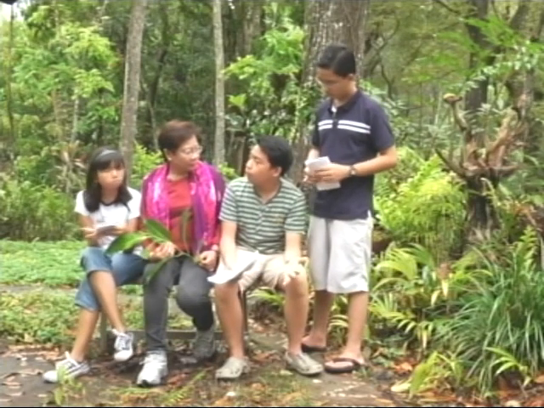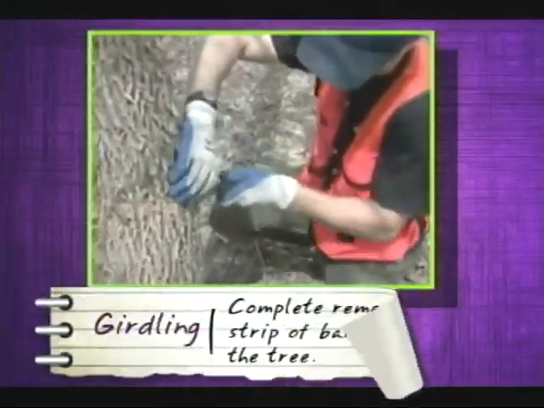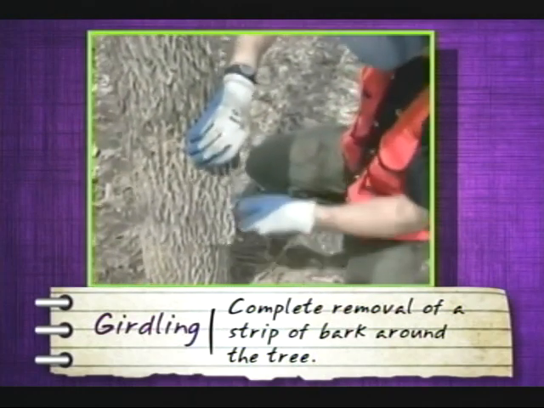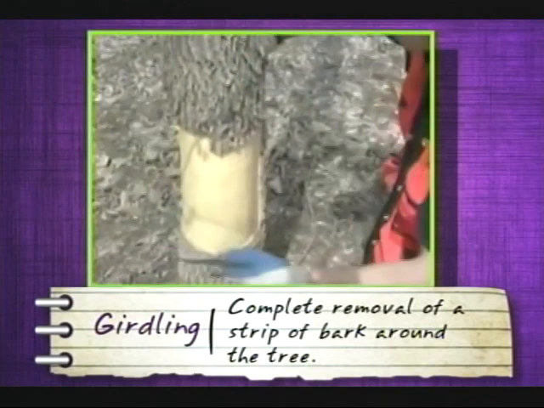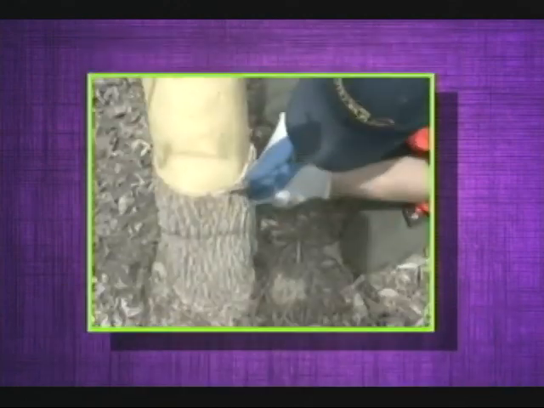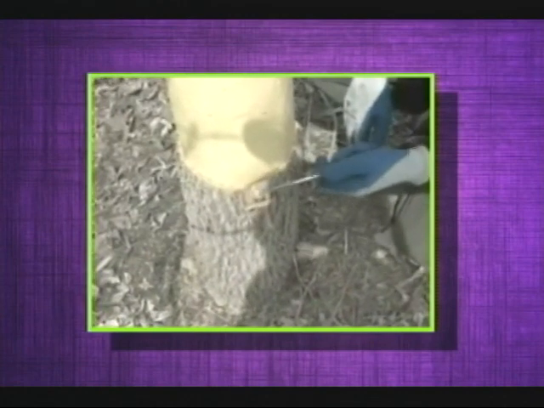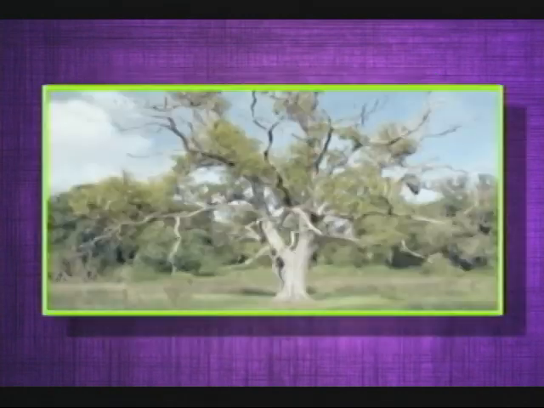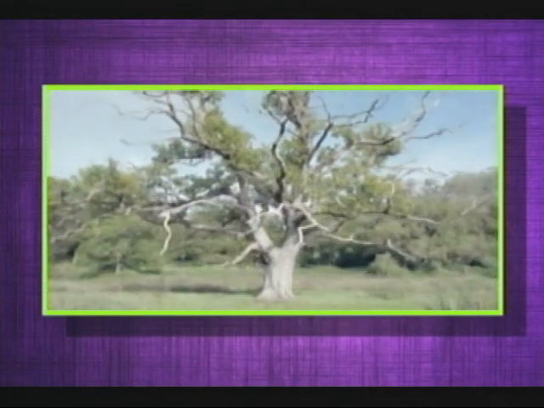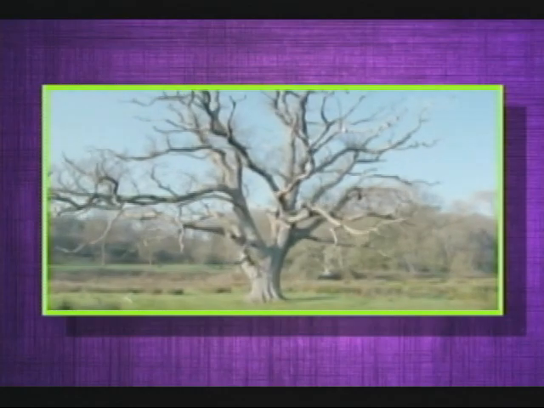Will removal of the bark from the trunk cause the tree to die? You are right, Lorenzo. Complete removal of a strip of bark around the tree will cause the death of the tree because the phloem is severed. With the phloem gone, the glucose synthesized in the leaves cannot go to the roots of the plant. Hence, the roots cannot absorb water and dissolved minerals from the soil, causing the entire plant to die.